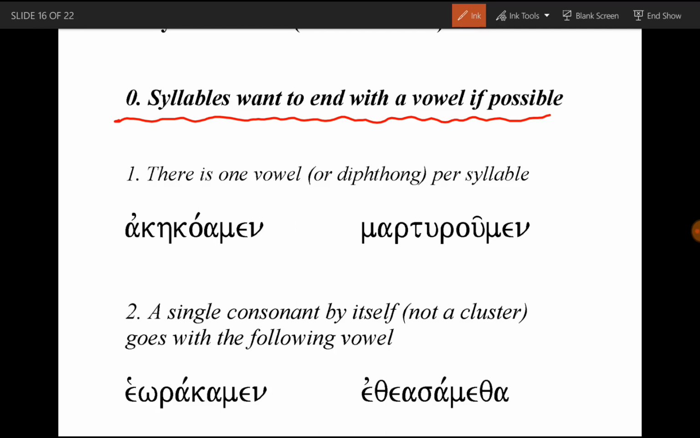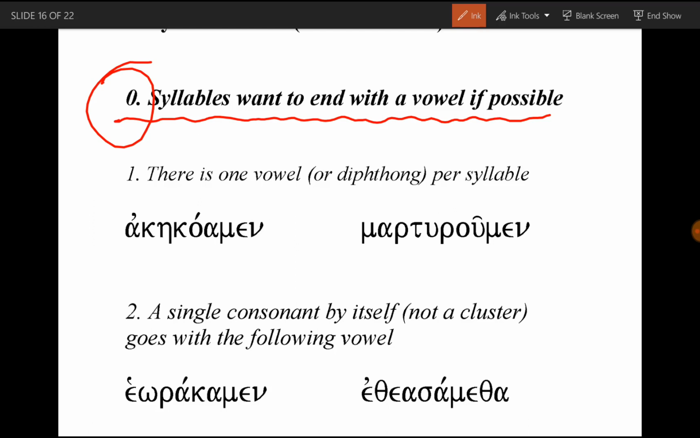Why do we need to know how to break a word into syllables? Again, it's pronunciation. If you break a word in the wrong place, you can pronounce it in a funny way, and it's going to be hard to communicate. Not that we speak a lot of Greek to one another, but it's certainly useful in classroom use. As I say Greek words out loud, you'll have a much better time remembering and understanding them if you know the rules of syllabication and how Greek words divide and are pronounced syllable by syllable. So rule 0, one of the most important, is that syllables want to end with a vowel if possible.